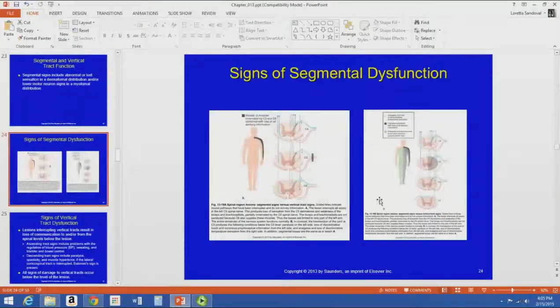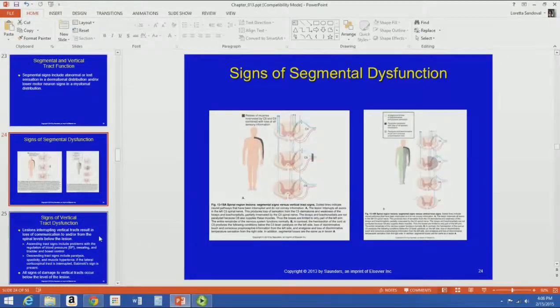Okay? So there's two diagrams in figure 13-18. The first one, on the left side, A, shows a segmental lesion. It's right at C5. They put this little black bar to indicate where the lesion is, and it's only affecting that C5 myotome or dermatome. The second picture is a tract lesion that is affecting everything C5 and below.